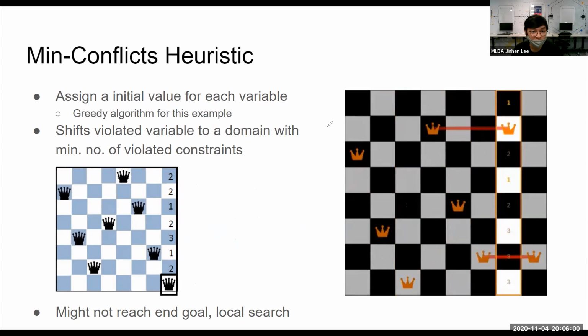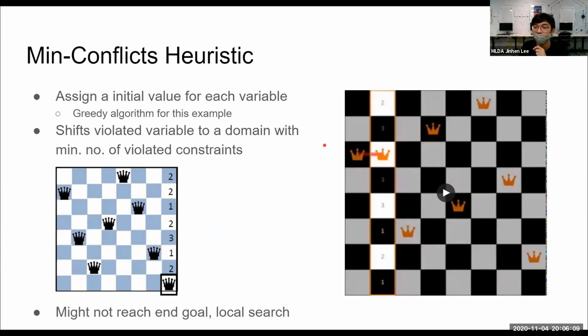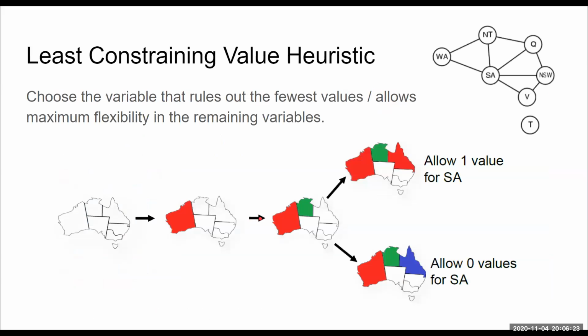Okay, so is there any questions for this heuristic portion first before I move on to the next section? Anyone? We can go back one slide. Yeah, okay. What's the 1 value for SA and 0 value for SA? I can't miss that, sorry.